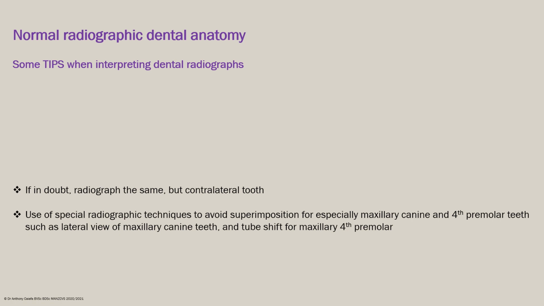There are special radiographic techniques such as a tube shift, which avoids superimposition, and this allows us to visualize, say, the apex of the maxillary canine tooth when we take a mesiolateral view of that tooth, which pushes the apex over the nasal cavity. Or when we're radiographing the distal root of the maxillary fourth premolar, often the maxillary first molar is superimposed over this distal root. By doing a tube shift to the caudal, the distal root is actually pushed in a rostral or mesial direction to allow us to visualize the apex of this root.